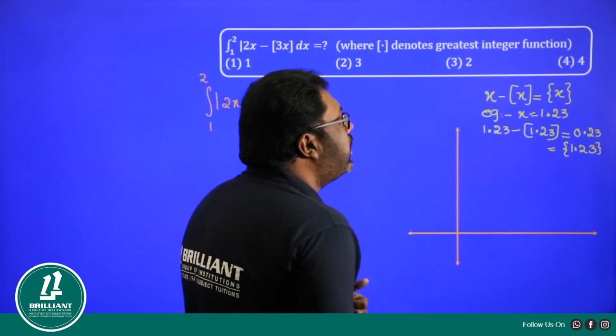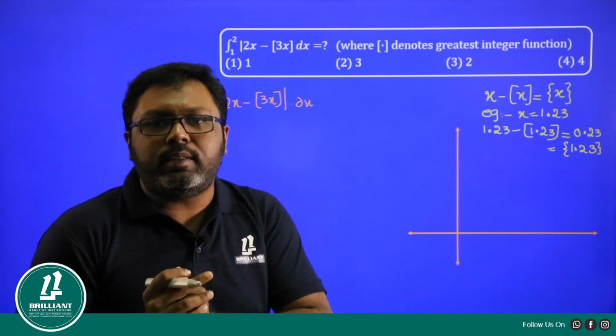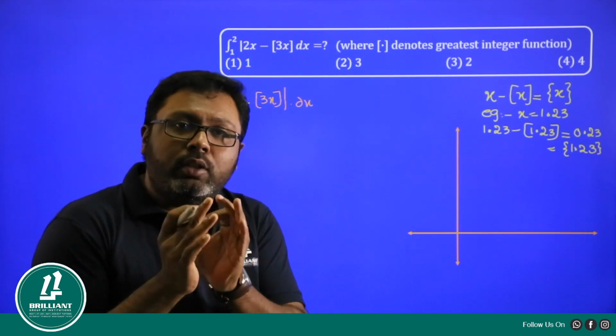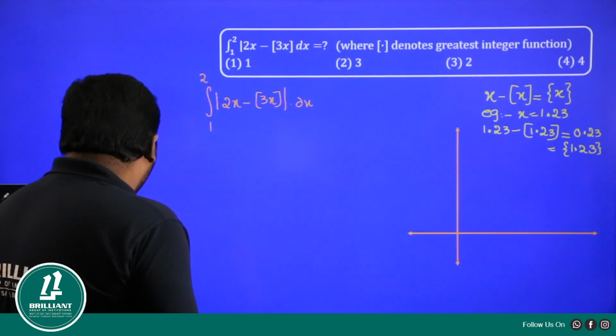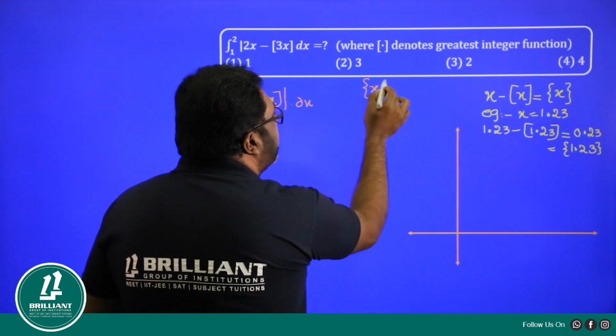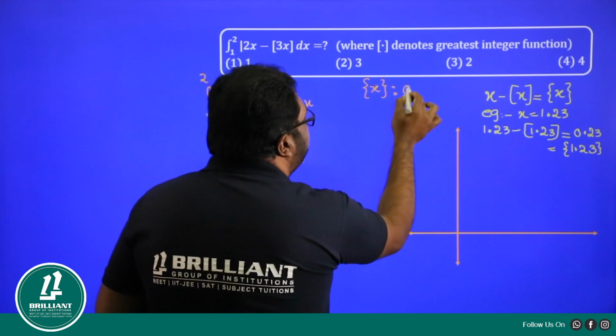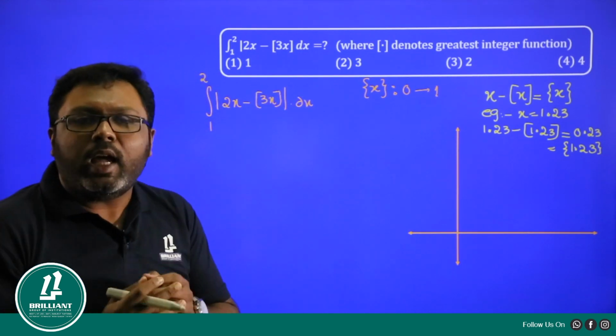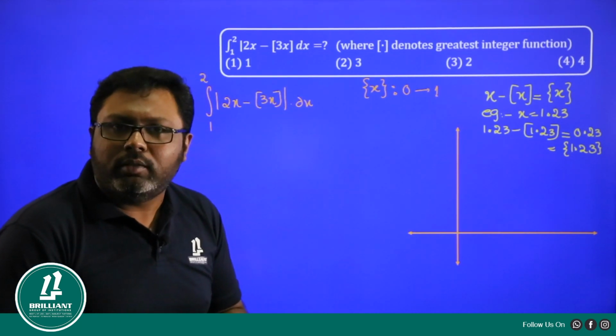So how do you understand the concept over here? X minus greatest integer is the fractional part. So the fractional part is always a value which ranges from 0 to 1. You cannot have a fractional part which is more than 1.